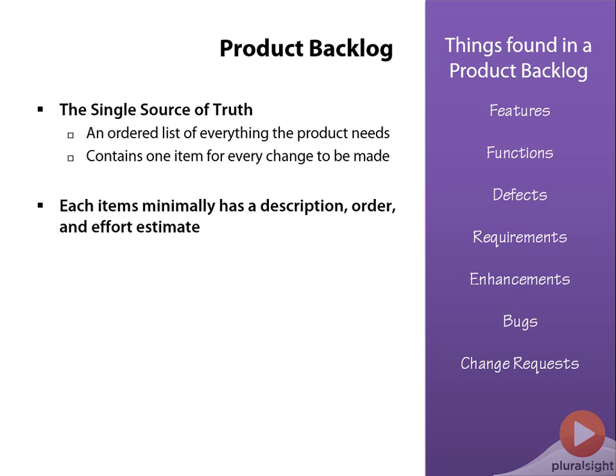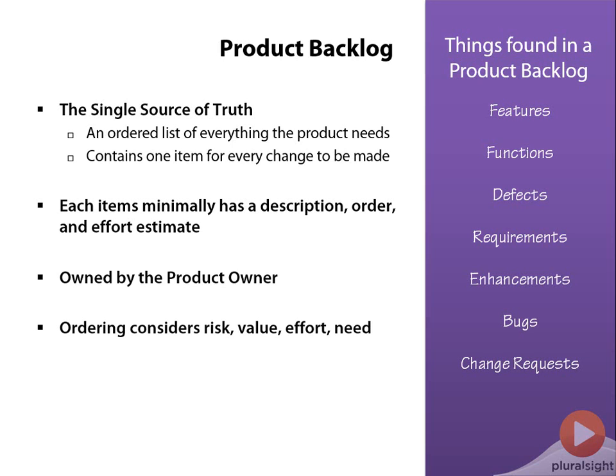Every item in the backlog has at least these three pieces of data: a description, an order, and an estimate of effort by the development team. Now, the product backlog is solely owned by the product owner, and the product owner is responsible for ordering the items in the product backlog. Product owners take a lot of things into account when ordering a product backlog, and there's no secret sauce for how to do this. The product owner is the single wringable neck of accountability for the product backlog.